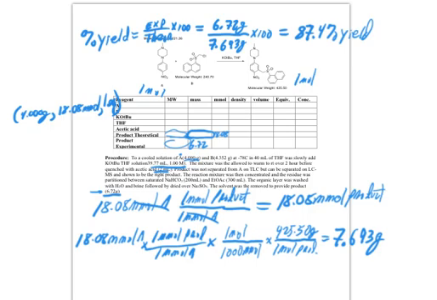And I could also include in this my percent yield. So instead of just saying 6.72 in parentheses, I'll write the 6.72 grams, which is 87.4%.